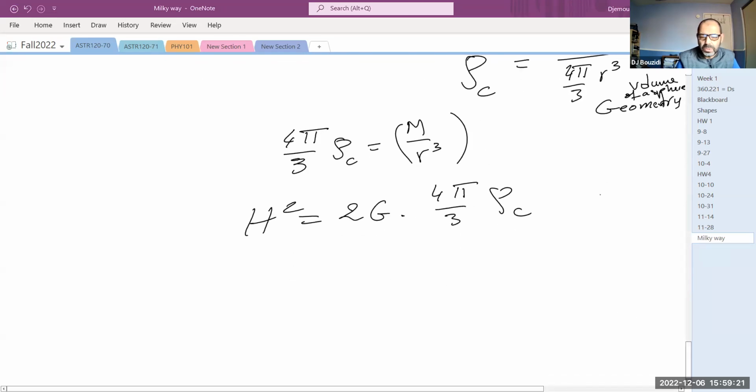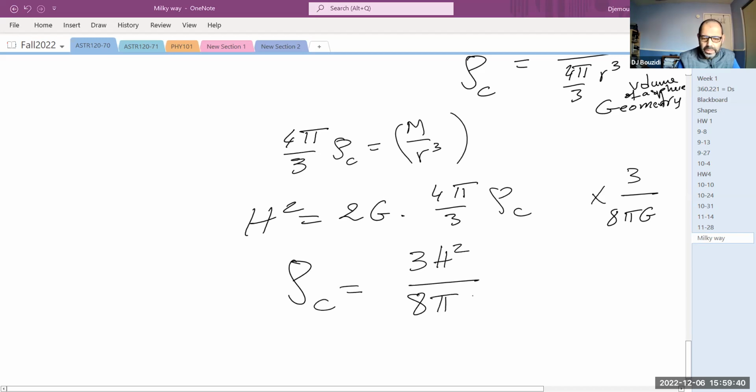All I have to do is multiply both sides of the equation by 3 over 8 pi g, and this term will cancel from here, and it's going to reappear on that side. So that means the critical density must be equal to 3h squared divided by 8 pi g.